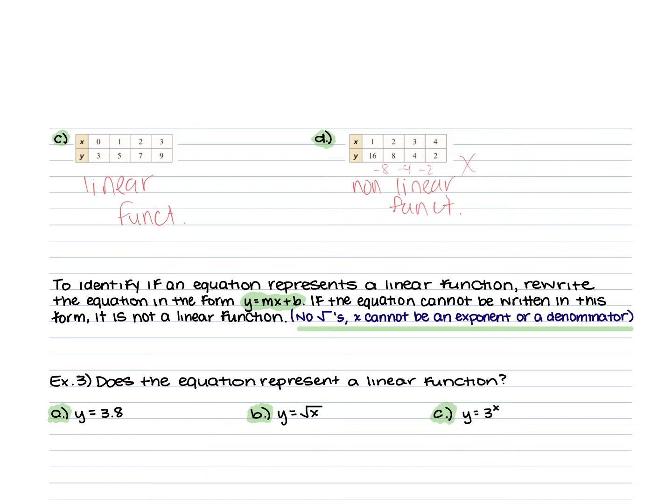There are no square roots. X cannot be an exponent or have an exponent other than 1, and it can't be in a denominator. Could x be in the numerator? Yes, but where can't it be? In the denominator, okay? So please underline that and highlight the equation y equals mx plus b.